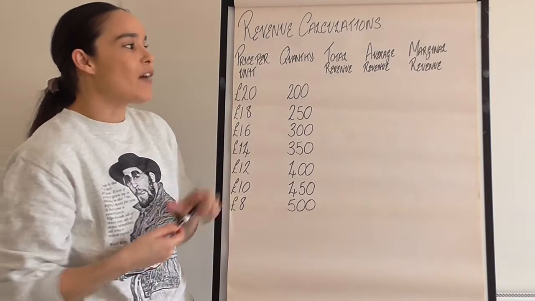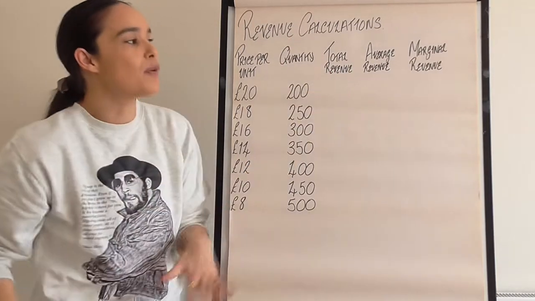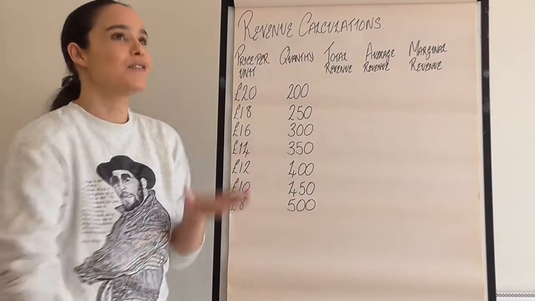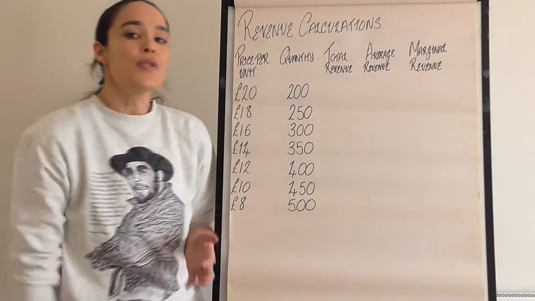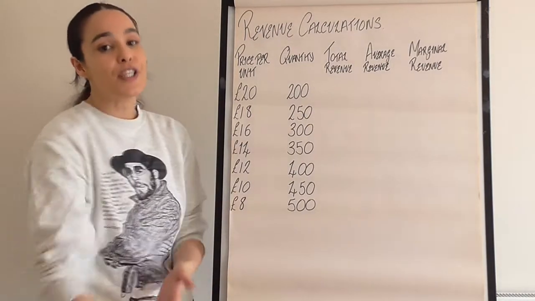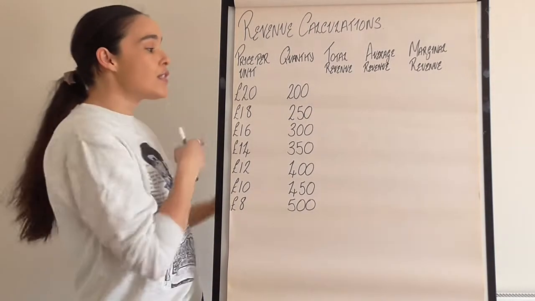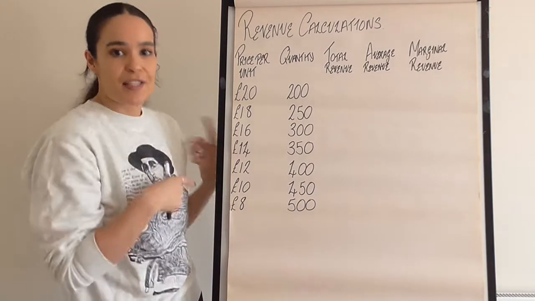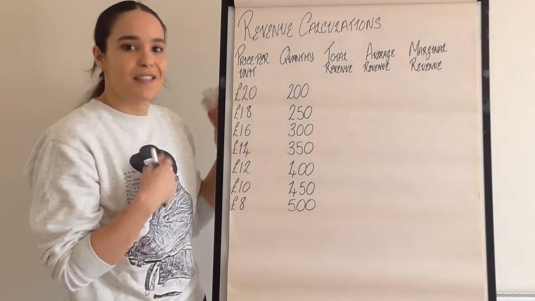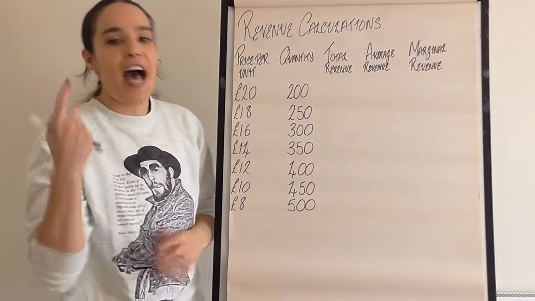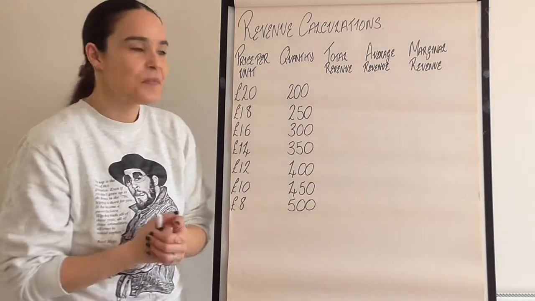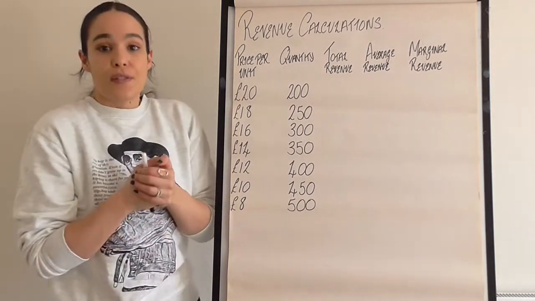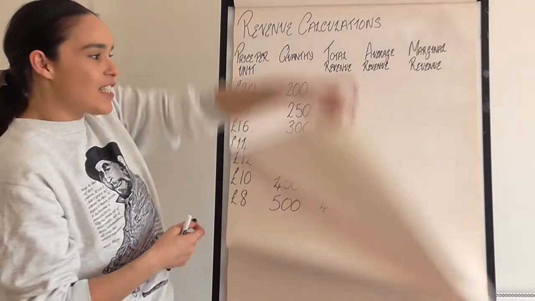So what I want you to work out is the total revenue, the average revenue, and the marginal revenue. So pause the video, have a go at trying to work these out, use the definitions as spoken about in literally 5 minutes ago, and have a go at trying to work this out. What you should have is this.